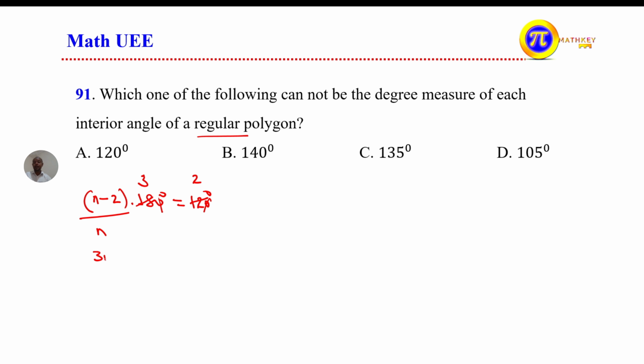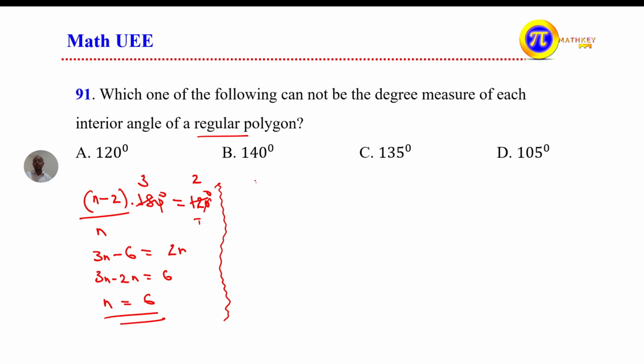Now let's solve this one. This implies 3n minus 6 is equal to twice n. So 3n minus 2n is equal to 6. 3n minus 2n is n, so n is equal to 6. So n is 6, which means the regular polygon is a hexagon. So we can obtain this. It is possible.